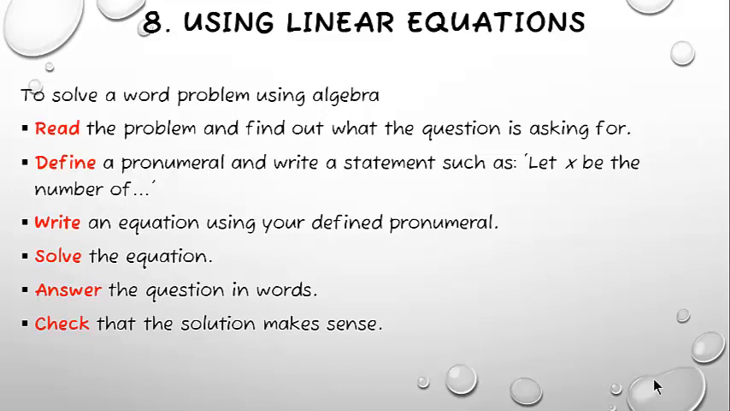Okay, next, write an equation using your defined pronumeral. So that's where you're going to write your own equation. And you're going to use the pronumeral that you defined in the earlier part. Then we're going to solve the equation, same as we've been solving equations in the past. Then, as the question is asked in sentence form, it's not just an algorithm, you're going to present your answer in words. Make sure it's a full sentence and it answers the question.